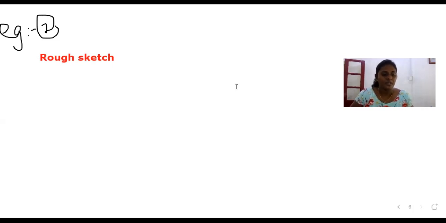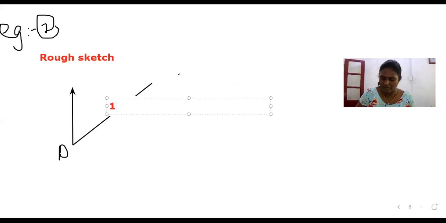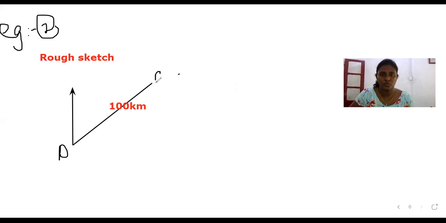Right, now let's see. A ship journeying from Harbour P approaches Harbour Q after traveling 100 kilometers on a bearing of 48. Right, now let's consider this is Harbour P, and 48 degrees means such a value, and it goes 100 kilometers to Harbour Q, and this is 48. Right, no need to keep the protractor and measure, just do it, because then you can have an idea about how to draw the scale diagram.